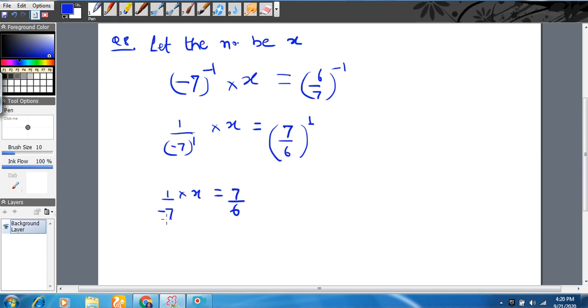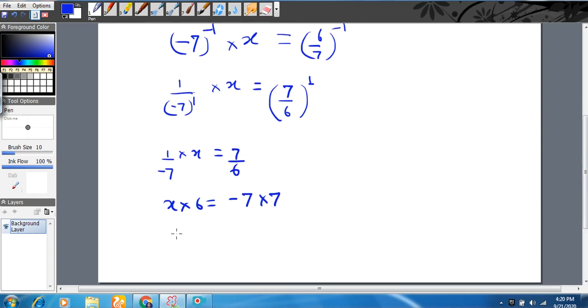upon 6. So we have to perform the cross multiplication, that is x into 6 equals minus 7 into 7, and in the next step you can write the answer, x equals minus 7 into 7 upon 6, that is minus 49 upon 6. This is the required number. Okay, you should note it down.